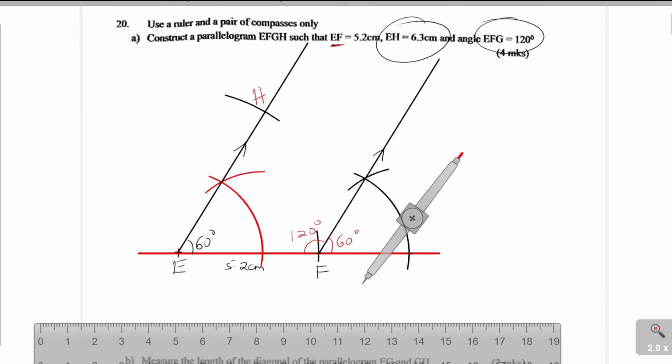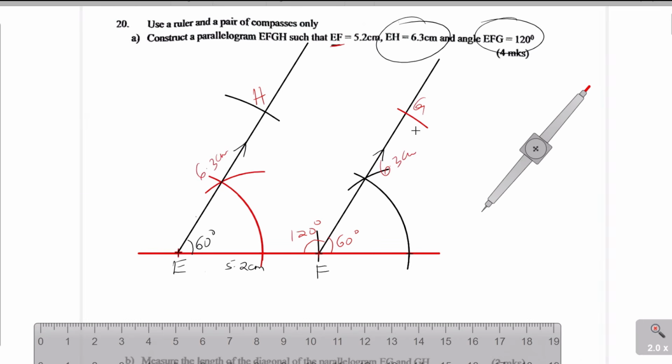That point is H. What you're missing now is G. On the other side, you're supposed to ensure you mark the same. So you stand at F with the same measurement of 6.3. That will give G. Remember the properties of a parallelogram: opposite sides are equal and parallel. So EH should be equal to FG. This is 6.3 centimeters and this one should be 6.3 centimeters.